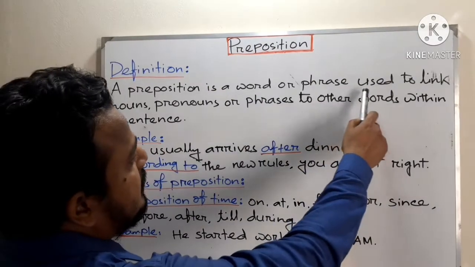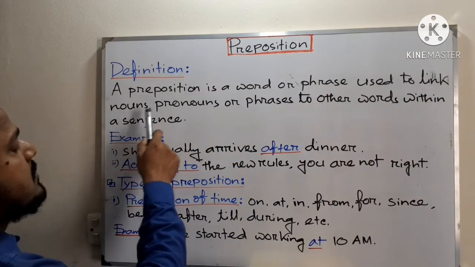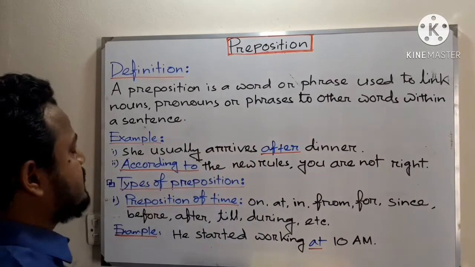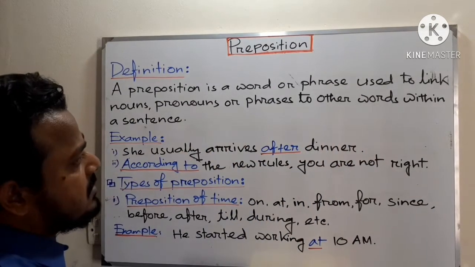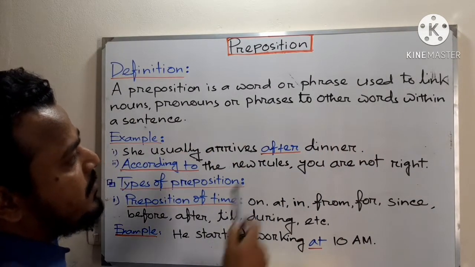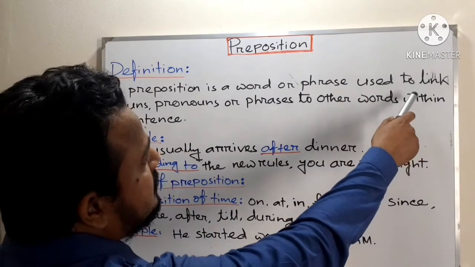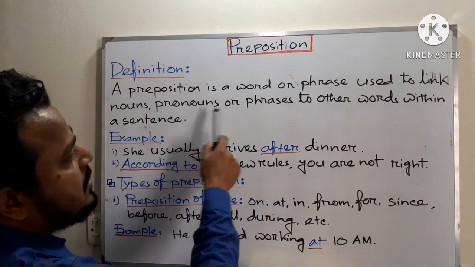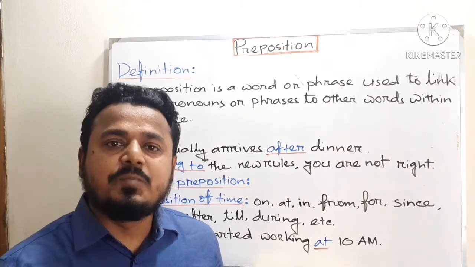Then used to link nouns, pronouns, or phrases to other words within a sentence. This part of this definition shows us the function of a preposition. What is the function? The function of a preposition is to link the nouns, pronouns, or phrases to other words within a sentence. Now, the types of preposition.